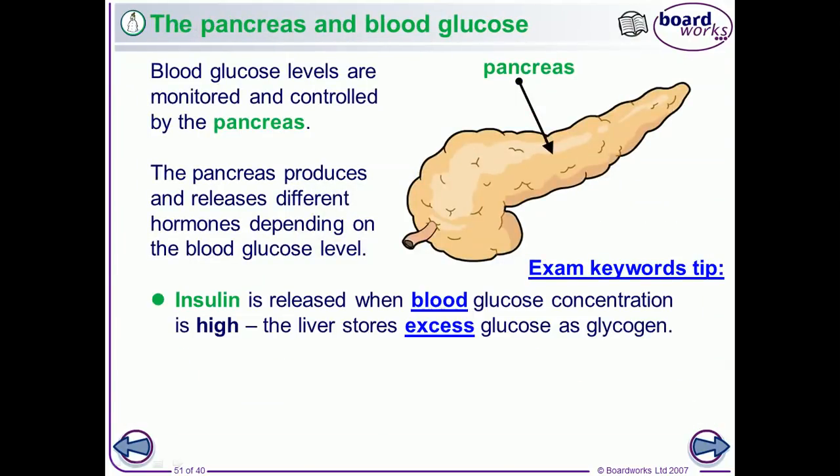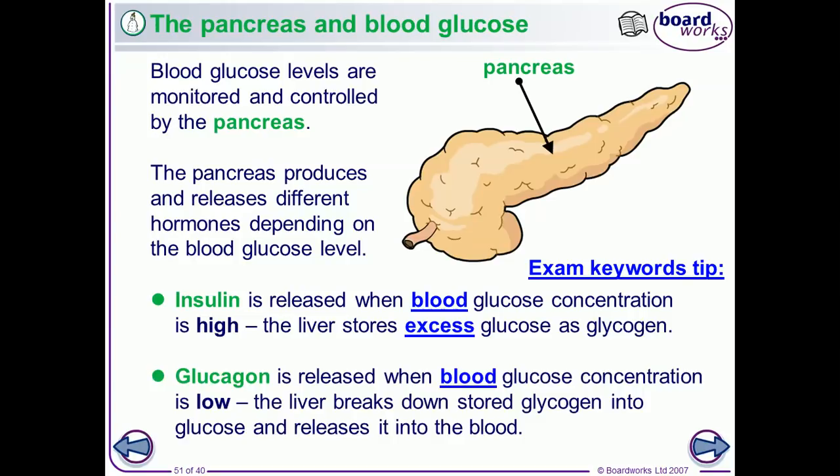So to recap, insulin is released when the blood glucose concentration is high. In other words, there's an excess amount of glucose in the blood, and the liver stores the excess glucose as glycogen. Whereas glucagon is released by the pancreas when blood glucose concentration is low, and this is where the liver breaks down stored glycogen to glucose and releases it into the blood to increase the blood glucose concentration.